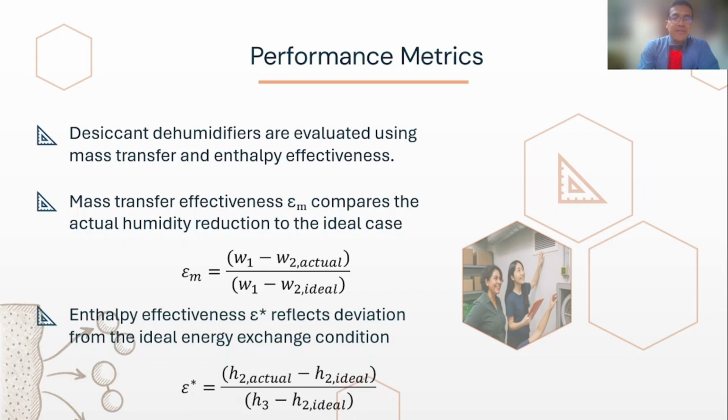For energy transfer, enthalpy effectiveness is used. This is shown in this equation. It measures how far the actual enthalpy of the air leaving the process stream deviates from its ideal value, considering the energy content of the regeneration stream. Here, lower values are better. A typical system achieves values around 0.1 to 0.2.